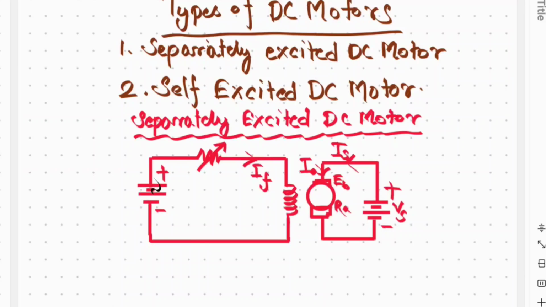So this is one DC source, one variable resistance in the field circuit controls the field current, and this is the field winding of the DC motor. Why is it called separately excited? A DC motor whose magnetic field winding is excited from an independent DC electric source, like a battery, is called a separately excited DC motor.